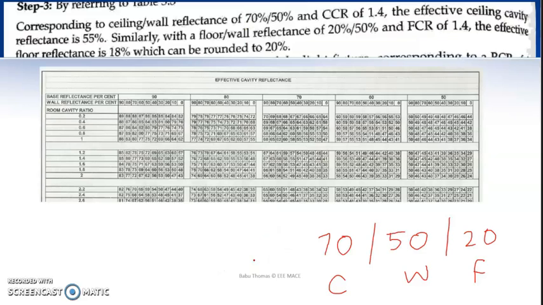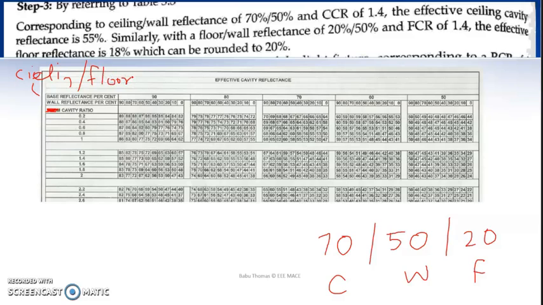So this is the table number 17 which is taken from the data handbook, and here you need to find out the cavity reflectances in order to find out our room coefficient of utilization. Here you need to consider it as a cavity ratio, not room cavity ratio. And this base reflectances, it can be ceiling or it can be floor.